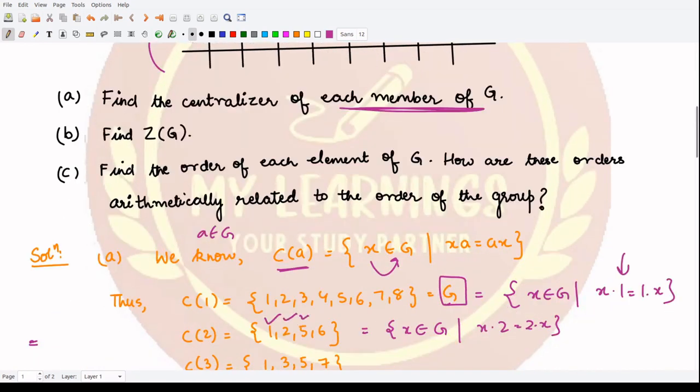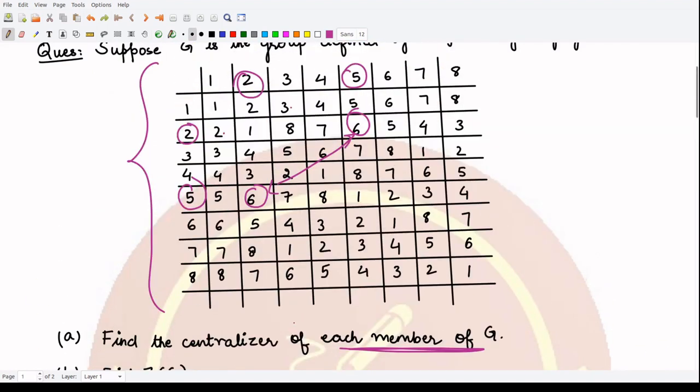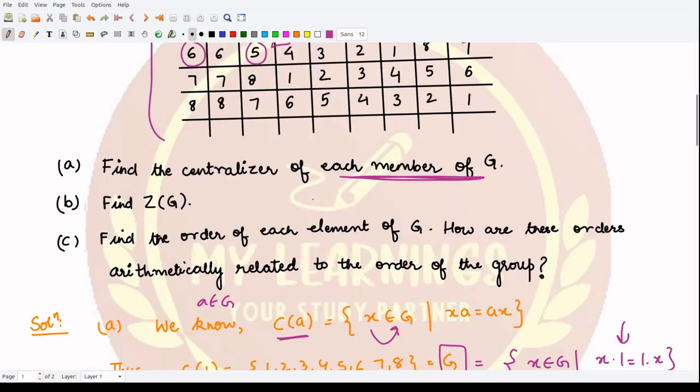So we have 1, 2 and 5. What about the other elements? Let's see, what about 6? 2 star 6 is 5 and 6 star 2 is also 5. So they are equal. Hence 6 would also come here.